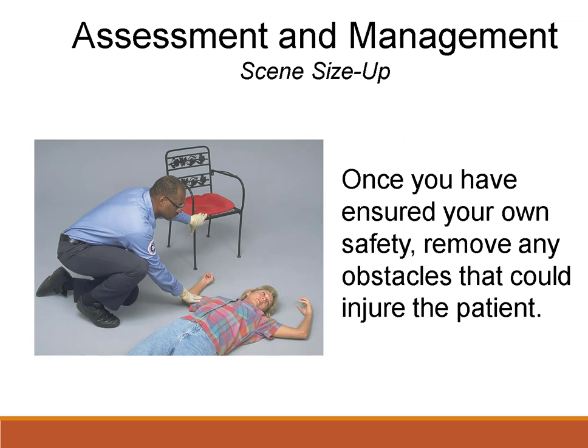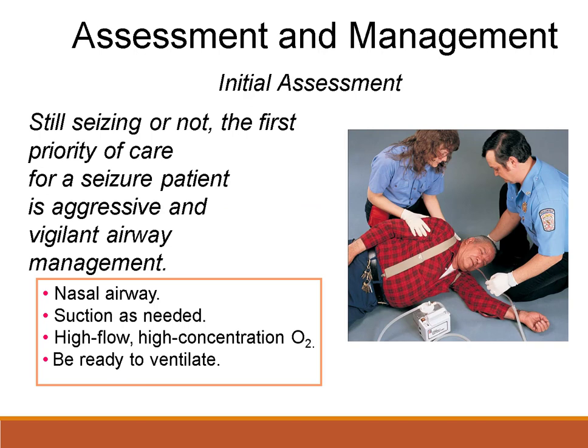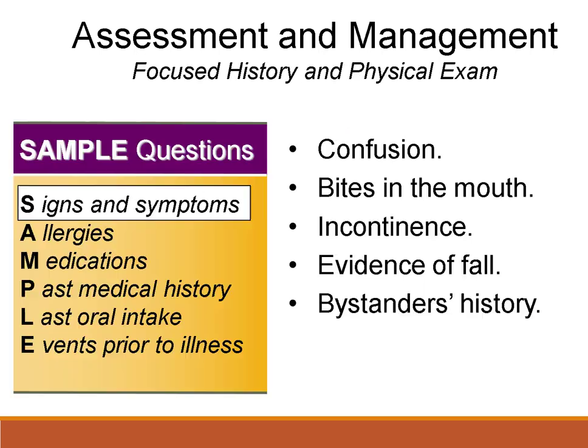You're sizing up the scene. Once you have ensured your own safety, remove any obstacles that could injure your patient or your partner or yourself. Still seizing or not, the first priority of care for a seizure patient is aggressive and vigilant airway management. A nasal airway might be necessary, suction as needed, high flow oxygen, and be ready to ventilate. Into your SAMPLE history: signs and symptoms: confusion, bitten tongue or bites in the mouth, any incontinence and evidence of a fall, or any bystander's history can help fill in the blanks there.